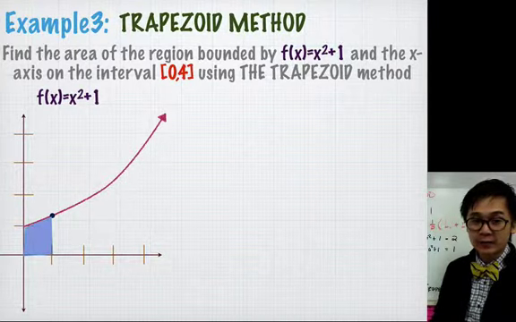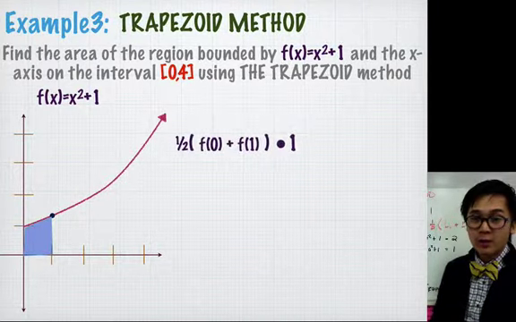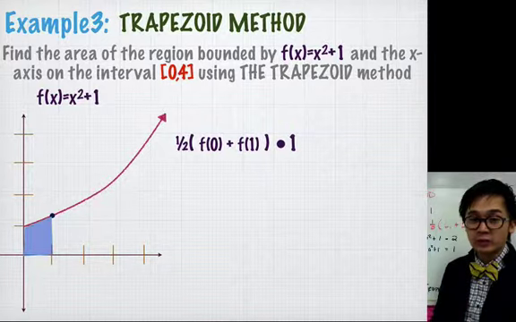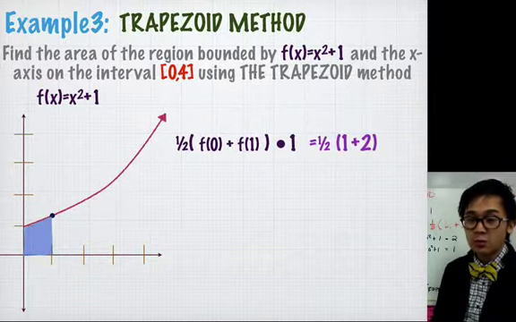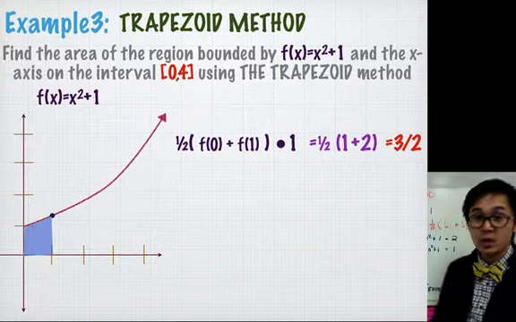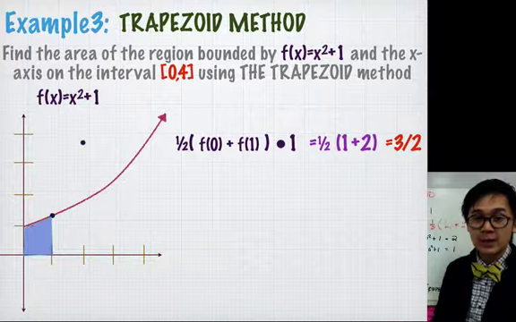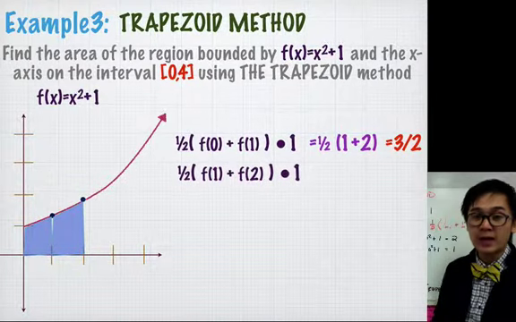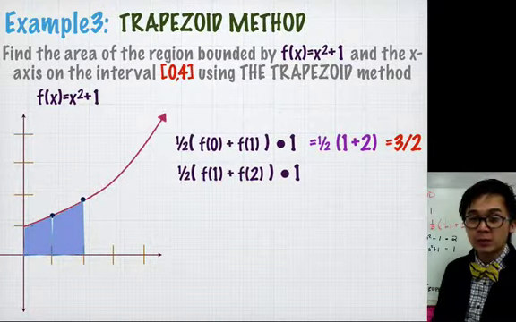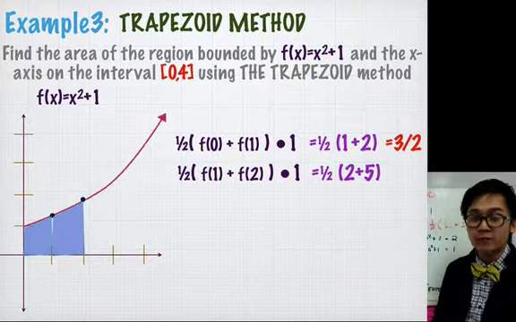Yan yung trapezoid natin. So, meron tayong 1/2 of yung first function, f of 0, plus yung f of 1, times 1, which is the width of your trapezoid, which gives you 1/2, 1 plus 2, or 3/2. So, yan yung una nating trapezoid. Yung pangalawang trapezoid naman natin, magkakaroon tayo ng point dito at 2. So, yung f of 2 nyo plus f of 1 naman ang kailangan nyong kunin. Now, pagka minultiply nyo siya using substitution, you'll have 1/2 of 2 plus 5 equal to 7/2.